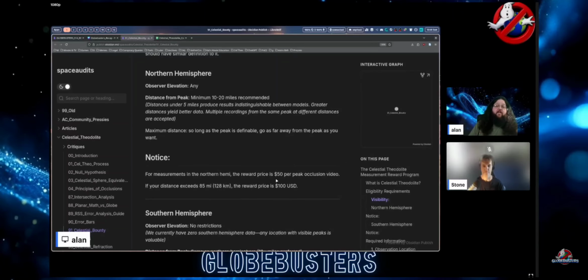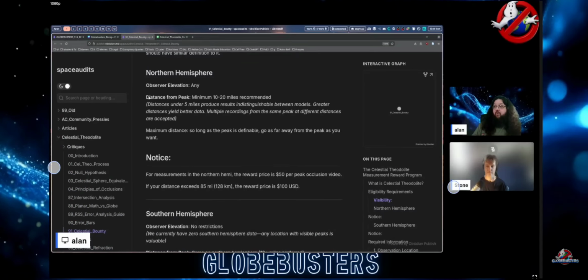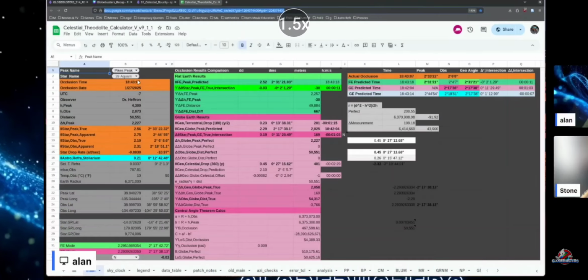So the biggest deviations and measurements that we found for their coordinate system, like when the stars are lingering the most, is when the distance between the peak and the observer are the greatest. So the more distance, the more deviation there is in their coordinate system. You can take a quick look at that.